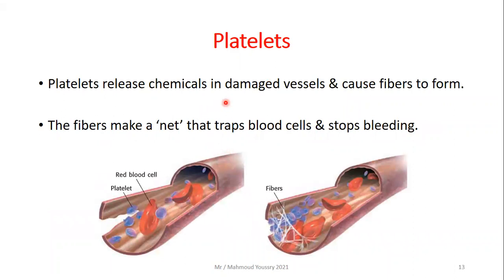The platelets release chemicals in damaged vessels. As you can see here, the damaged vessels, the platelets release chemicals in these parts and cause fibers to form. The fibers make like a net that traps blood cells and stops bleeding.